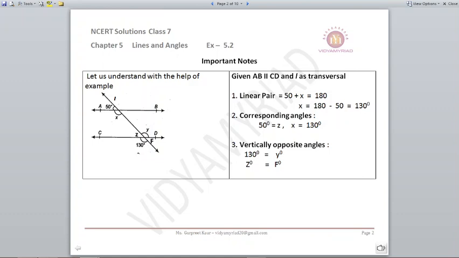It's something new for you, but if you practice, you will find it easier. Then you don't have to find out with linear pair or any other property. You can just equate it, like x is equal to 130 degrees because of, we will give the reason, corresponding angles. Let's begin with the exercise.